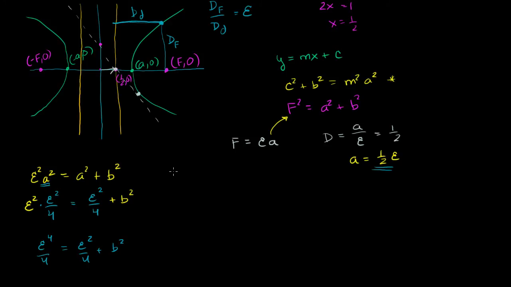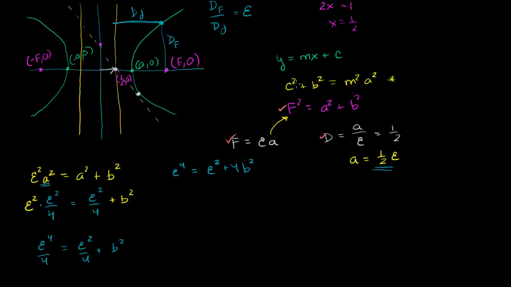We get the eccentricity to the fourth power is equal to the eccentricity squared plus 4b squared. So we have an expression in terms of e and b. So far, we used this information, and this information. Now let's see what else. Oh, actually, right, and this information right over here. Now let's see if we can incorporate this somehow.